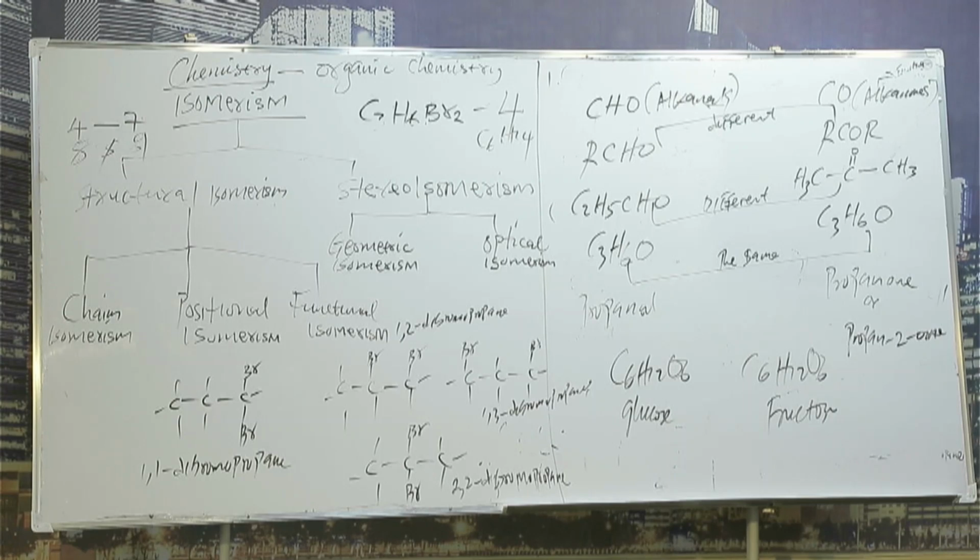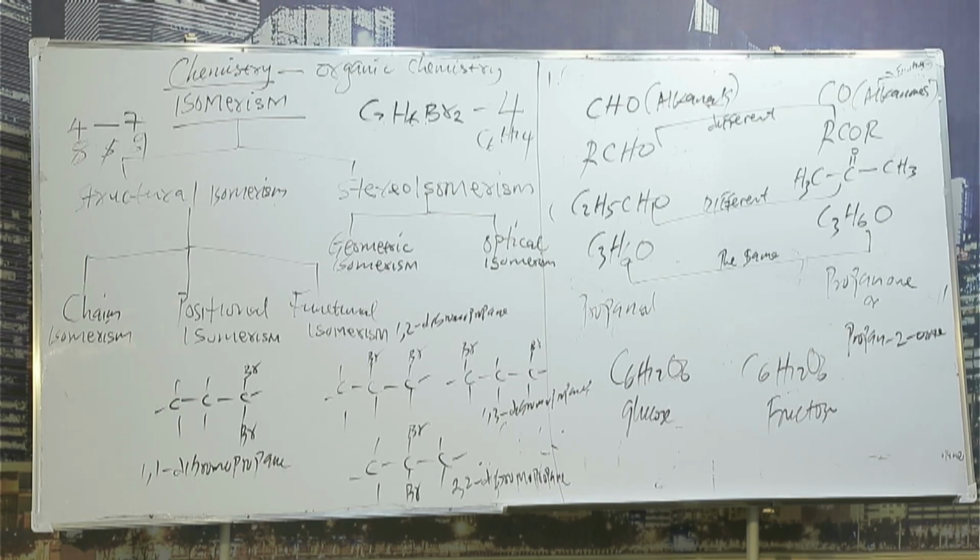You know, structural isomer means it can be chain, it can be position, it can be functional. Good. C. Ethan-1,2-diol and ethanoic acid. And D. Propanal and propanone. The answer is propanal and propanone.